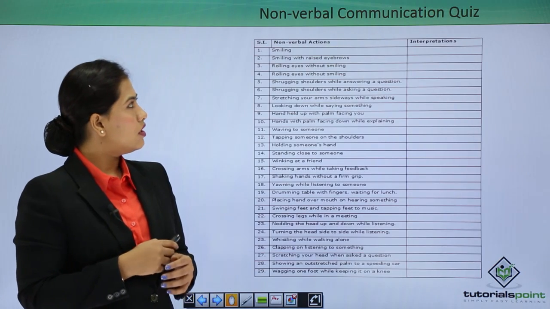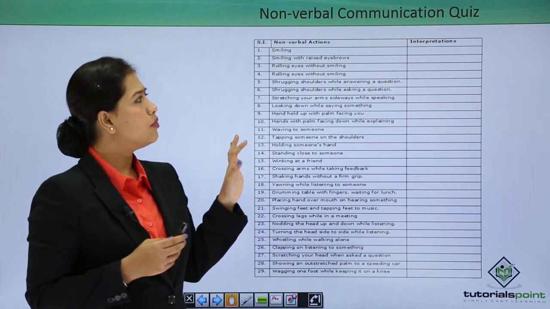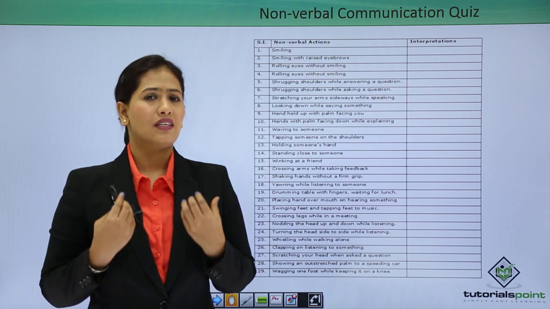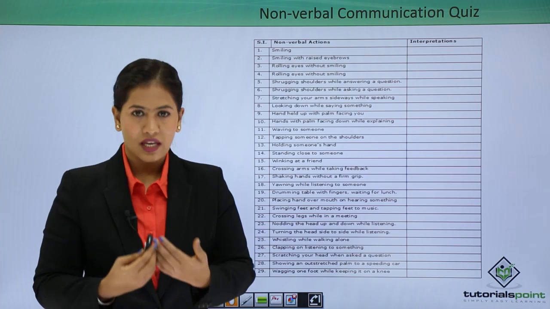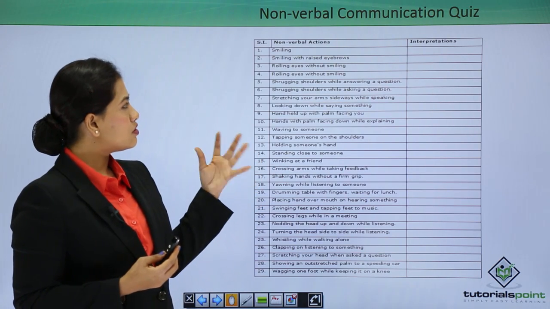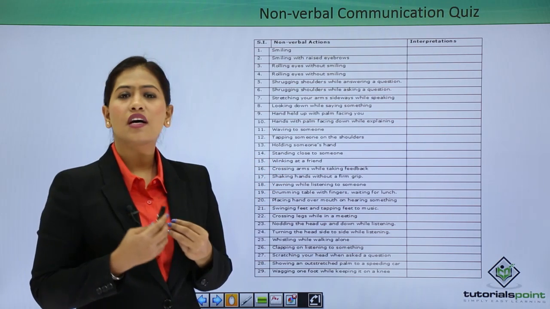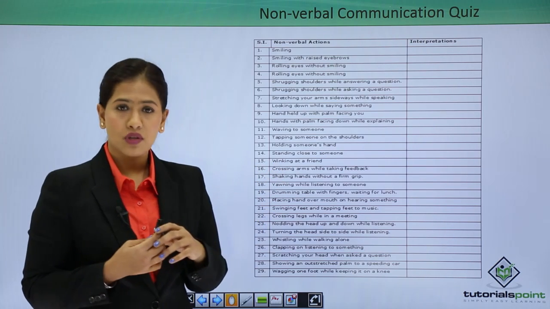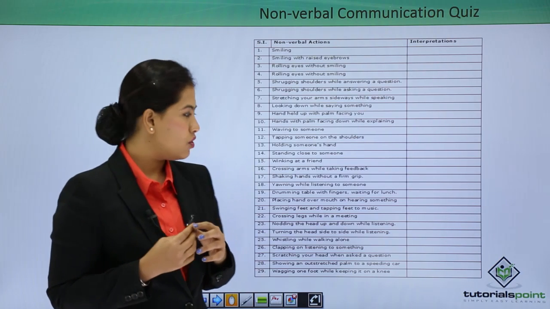So moving on, a small quiz to understand how non-verbal communication can play such an important role, which makes it more imperative to understand it. So non-verbal actions, as simple as shrugging shoulders, stretching your arms sideways while you're communicating, waving to someone, tapping someone on their shoulders, shaking hands without a firm grip, which is a total no-no.